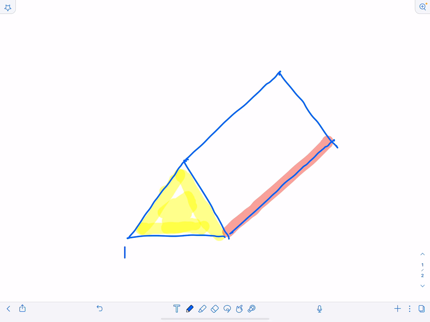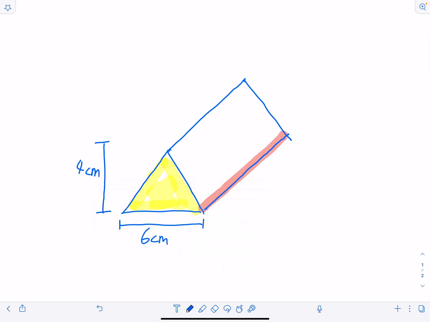All right, so let's put in some numbers here. Let's just say this is 6 centimetres, and say that's 4 centimetres that way, the height of that triangle. So to work out that yellow shaded area, it's going to be half of 6 times by 4. So that area is going to be half times 6 times 4.